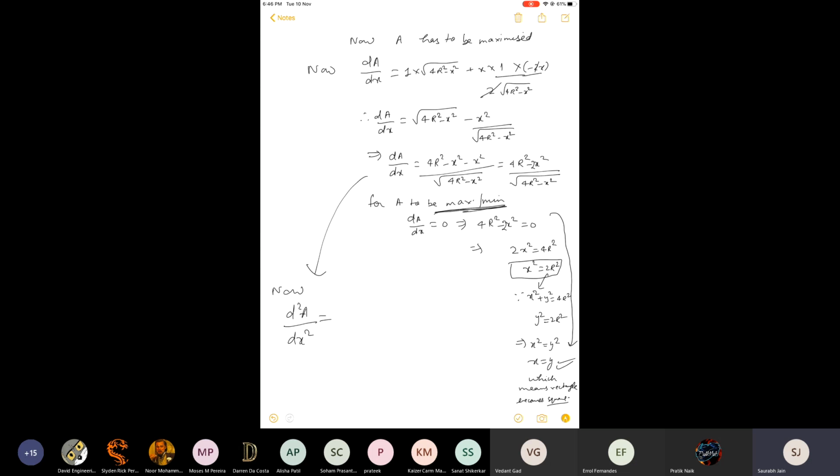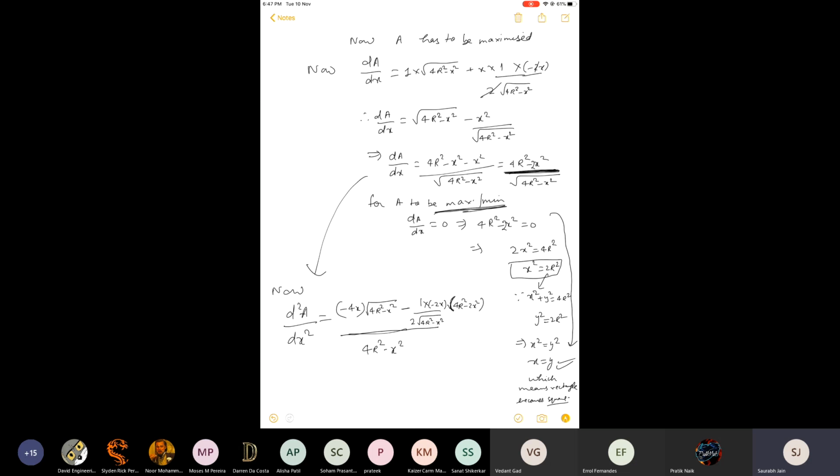Now for this particular expression, we will have to use the quotient rule because it is written in the form u by v, with the square of the denominator. We differentiate the numerator first, so there is minus 4x. We have to be careful here when we differentiate again and again. Then minus the differentiation of the denominator, which is minus 1 by 2 root, then the chain rule, minus 2x, and then we write the numerator, which is 4r square minus 2x square.